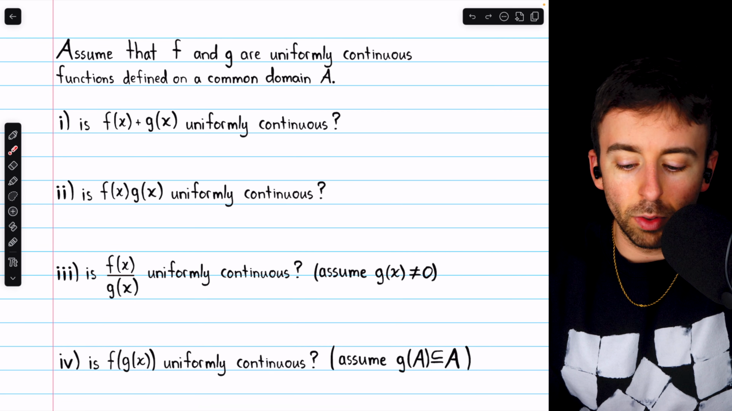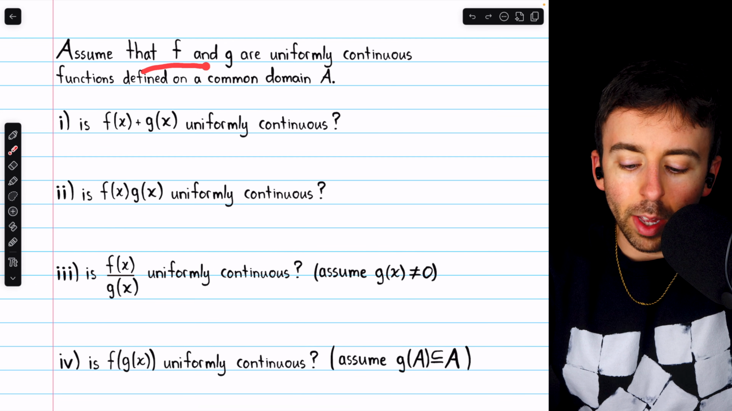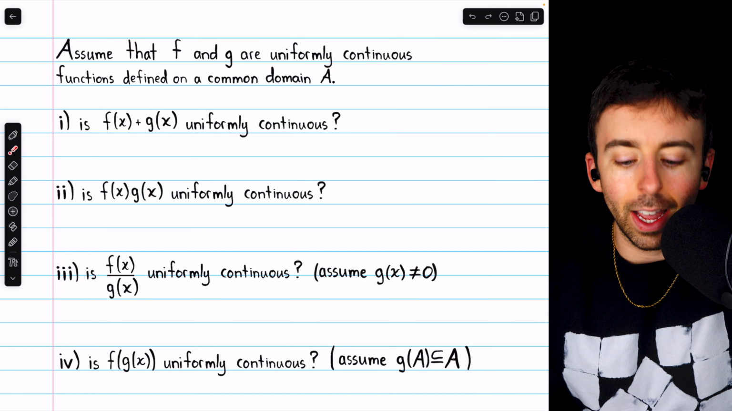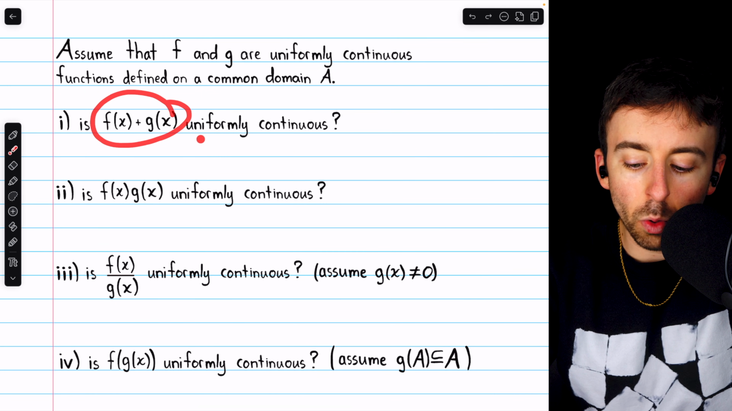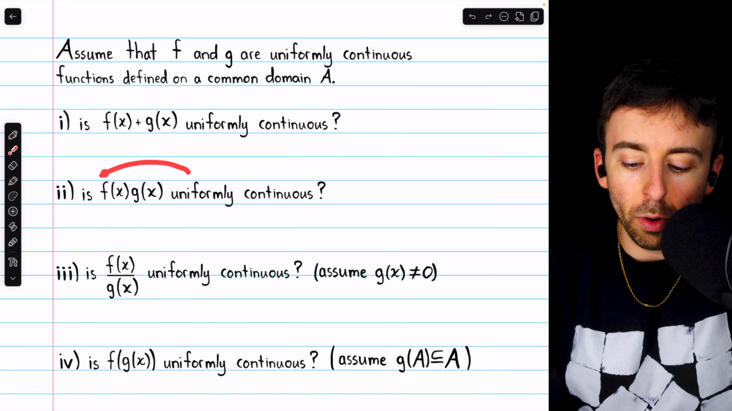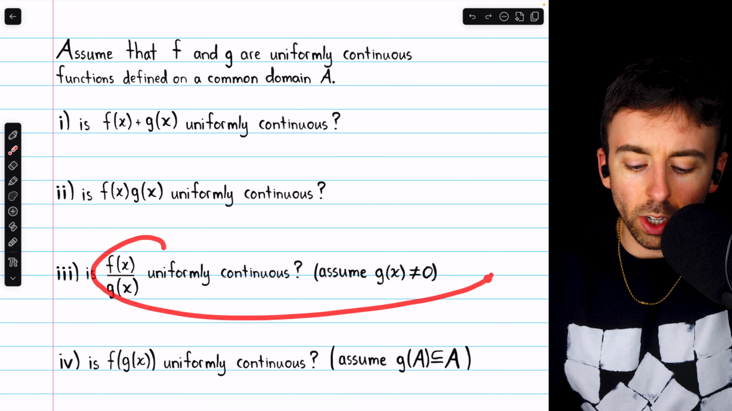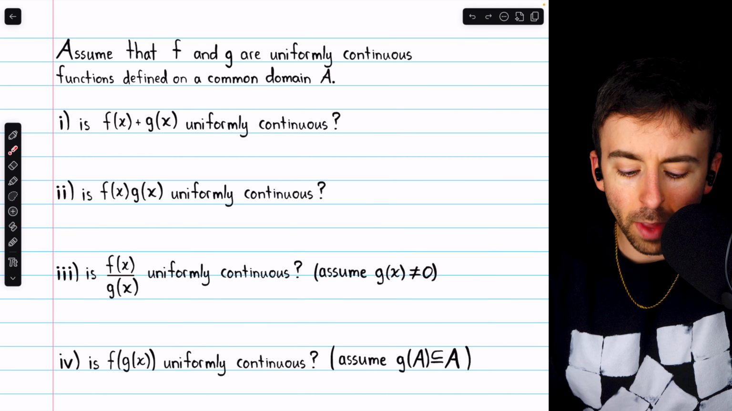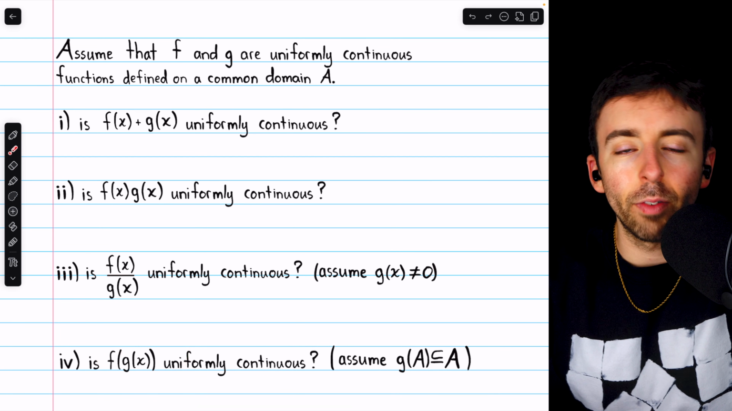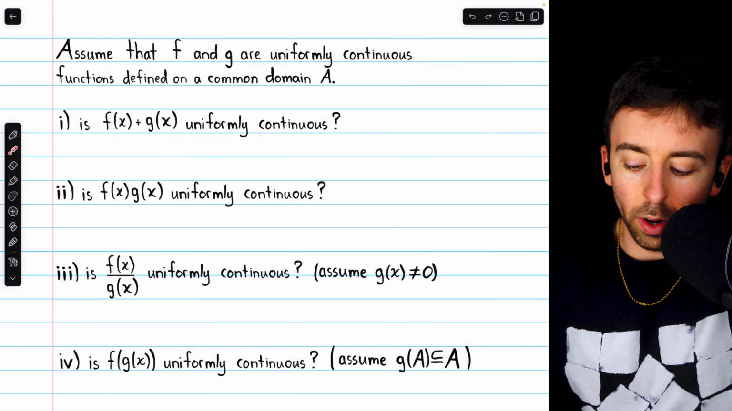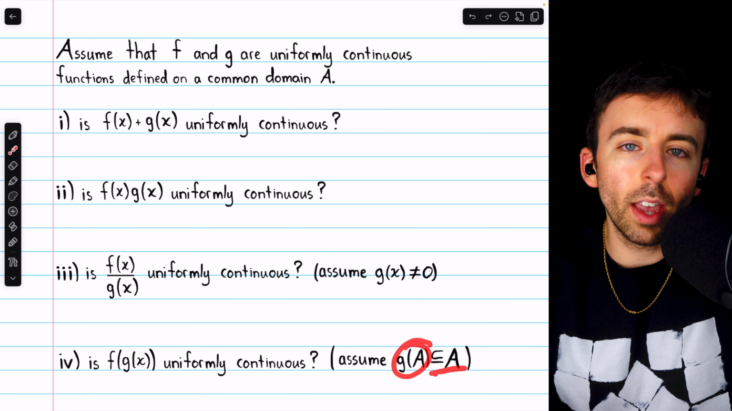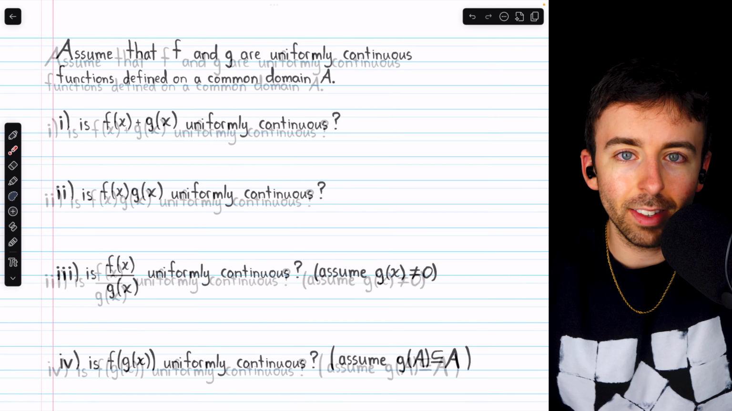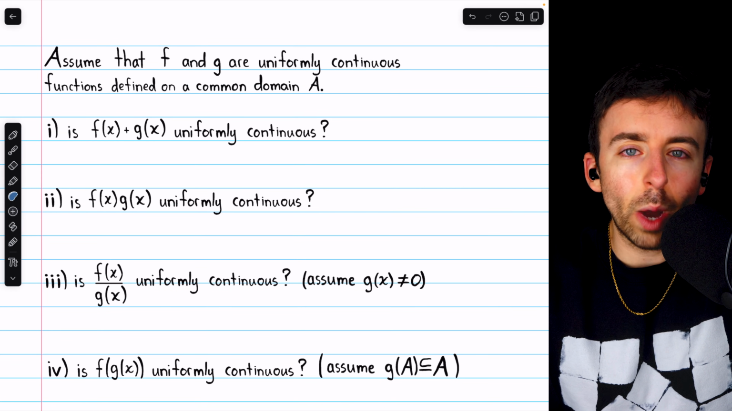So today we'll answer these questions, assuming that f and g are uniformly continuous functions defined on a common domain A. We'll ask, is their sum uniformly continuous? What about their product? What about their quotient, assuming that the denominator function, g of x, is non-zero? And what about their composition, f of g of x? Assuming, of course, that the range of g is a subset of their common domain A, so that the composition makes sense. You should pause the video here and give these questions a try.